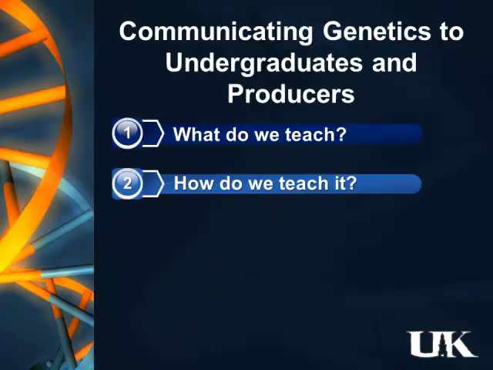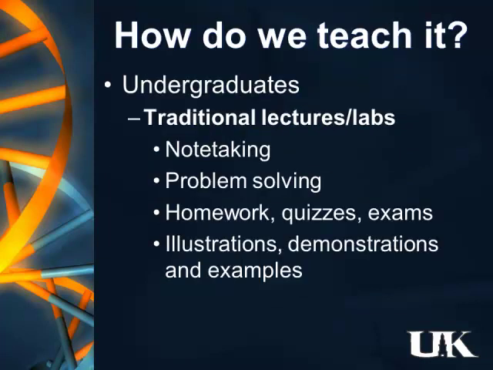Okay, so then we've talked about what do we teach, how do we teach it. When we talk about undergraduates, we've got the traditional lectures and labs where they take notes, solve problems, and have homework, quizzes, and exams. But throughout all of this, illustrations, demonstrations, and examples, the more the better, so they can actually try to see what's going on. And it's not so abstract, and it's not like a black box of genetics, which is how a lot of undergraduates view it.